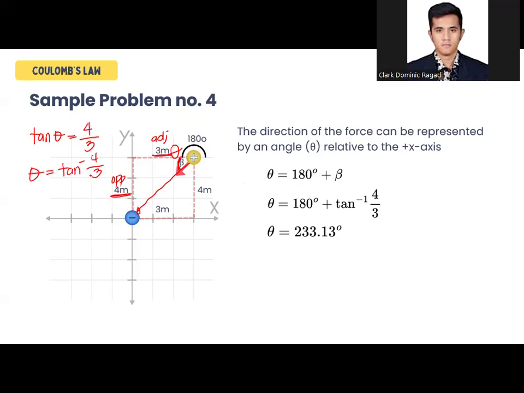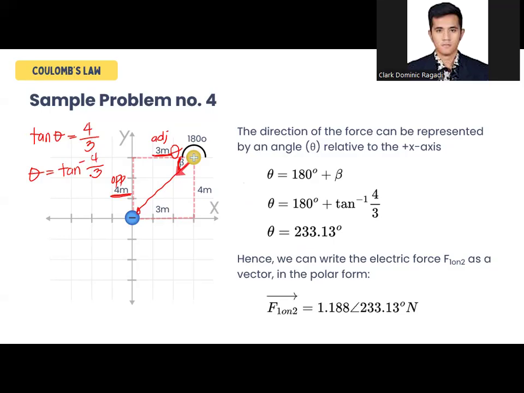Hence, we can write the electric force F1 on 2 as a vector in polar form. So F1 on 2 is equal to 1.188 newtons at an angle of 233.13 degrees. Again, this is the magnitude of the force we calculated earlier. So that's our answer.